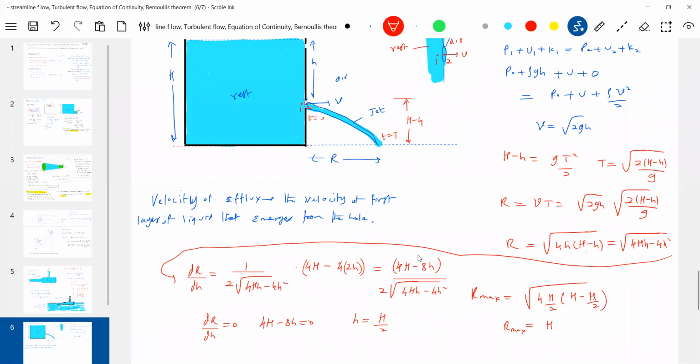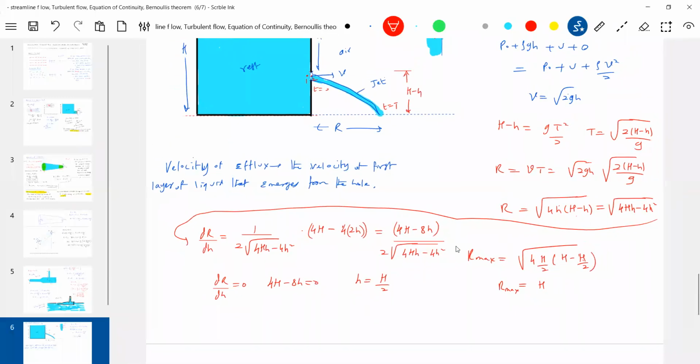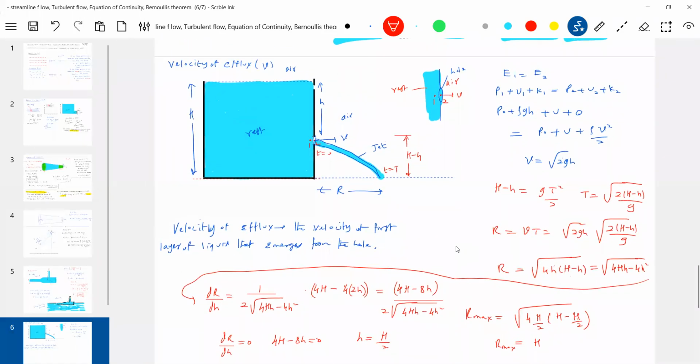Okay, now let's explore this. Let's make a hole at various points. We started with Bernoulli's theorem, and there we got the expression for the maximum range of the jet on the horizontal surface equal to capital H, and the hole should be made exactly at half of the height of the liquid column. So if 10 meters is there, you make the hole exactly at 5 meters, then you get the maximum range.